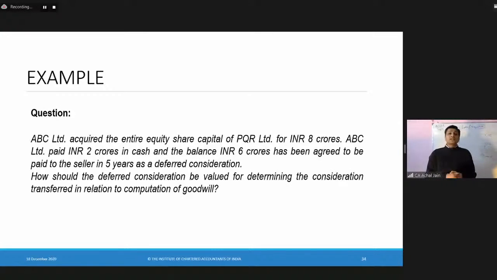How should the deferred consideration be valued for determining the consideration transferred in relation to computation of goodwill? Now the question arises that what should be the value of purchase consideration which needs to be considered on the date of acquisition? Means what will be the value of purchase consideration using which accounting as per acquisition method will be completed. Okay, clear? Question is clear to all of you? Yes. Let's move on to the solution.